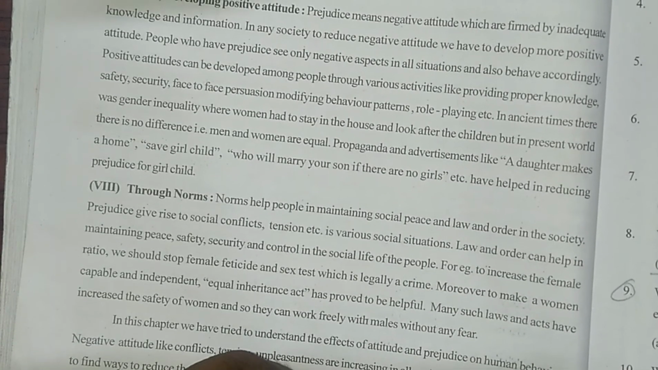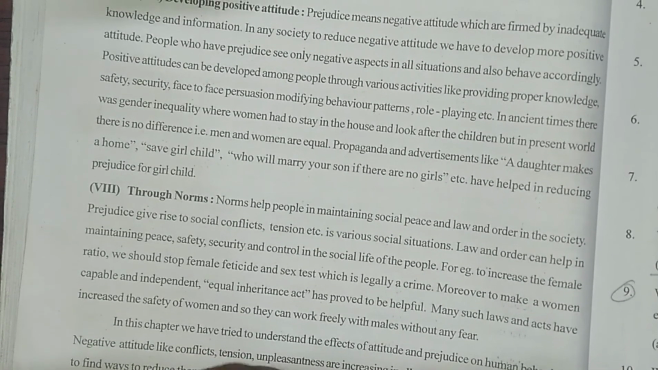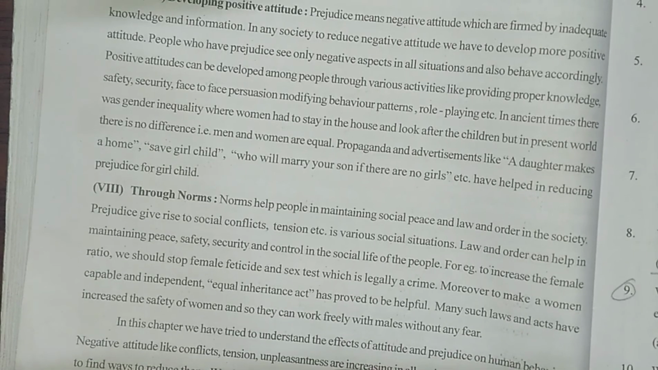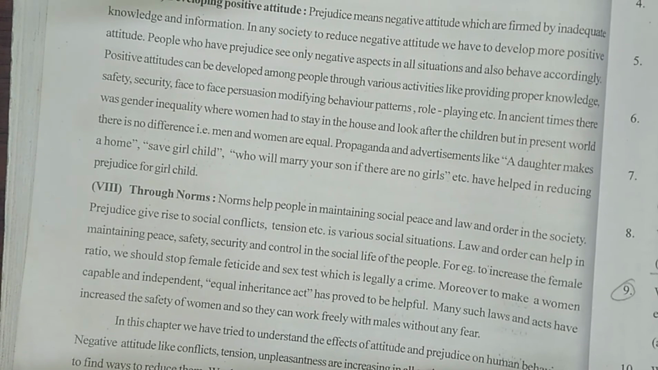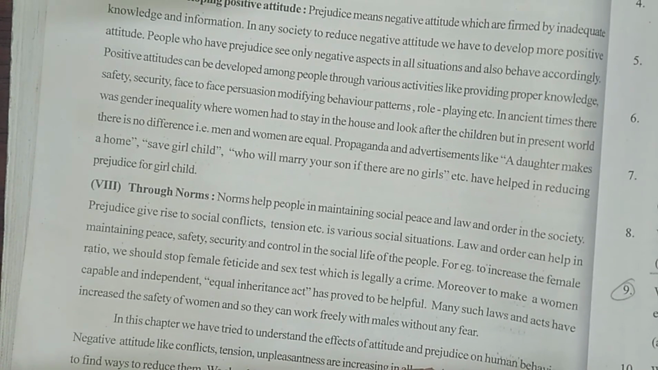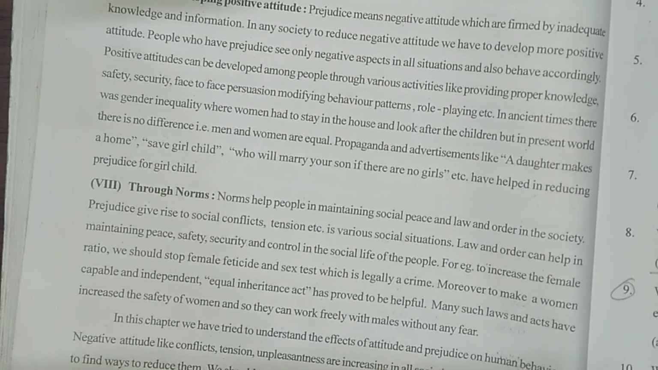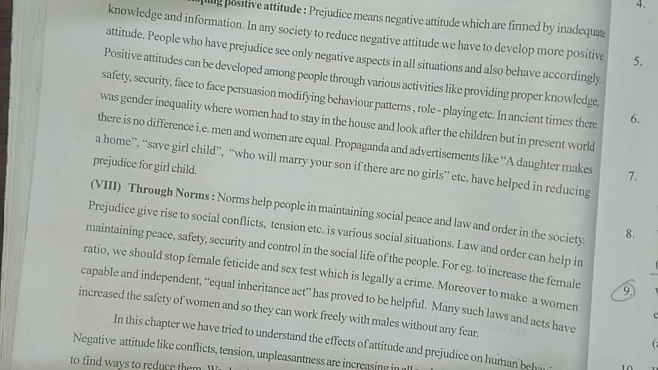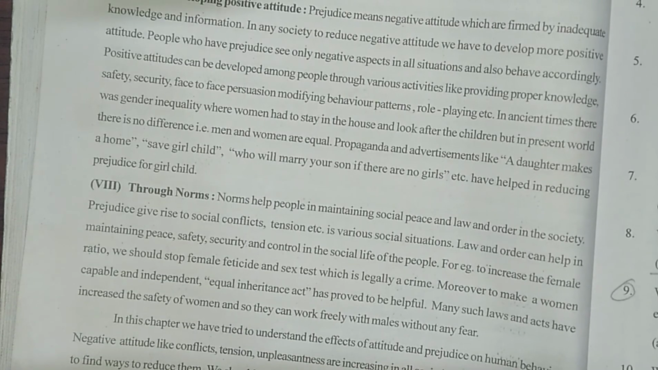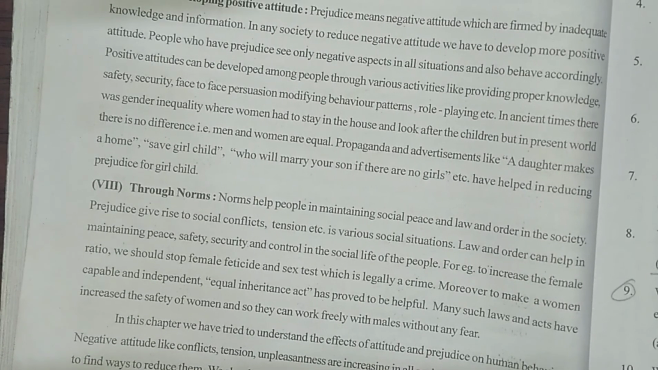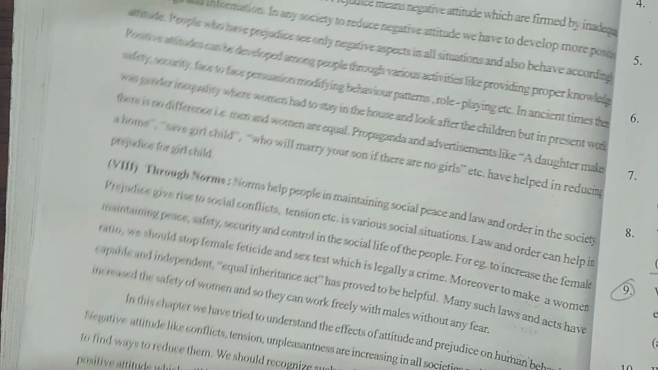For example, to increase the female ratio, we should stop female feticide and sex tests, which are legally a crime. Moreover, to make a woman capable and independent, the Equal Inheritance Act has proved to be helpful. Many such laws and acts have increased the safety of women, and so they can work freely with males without any fear.